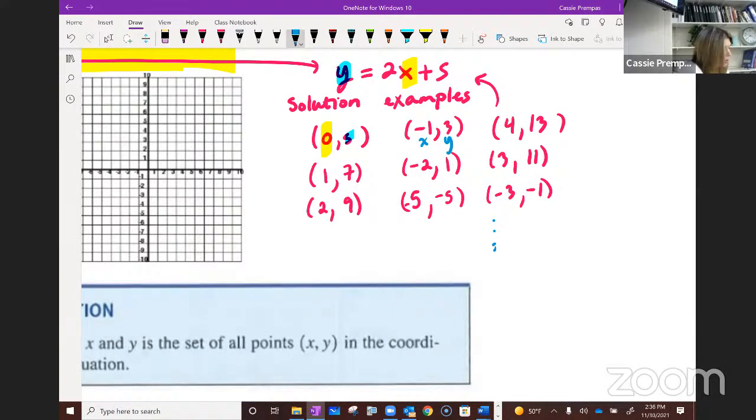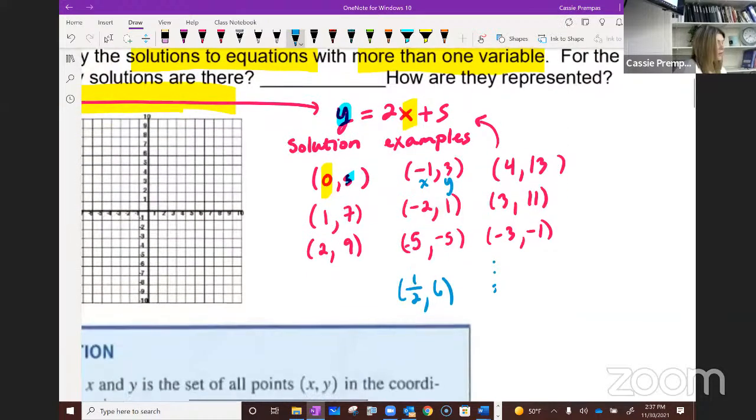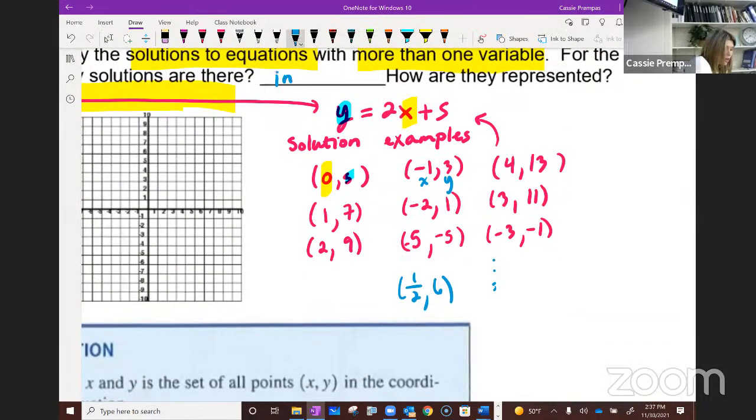How many solutions are there? Could you plug in fractions? Could I plug in like 1/2? Yeah, you get 2 times 1/2 is 1, 1 plus 5 is 6. Could I plug in negative fractions? How many numbers could I plug in? Infinite. So how many solutions are there?